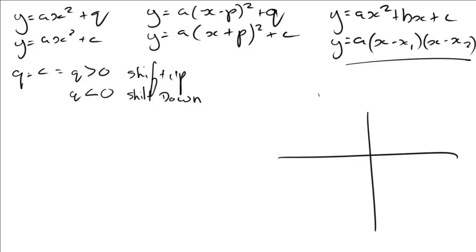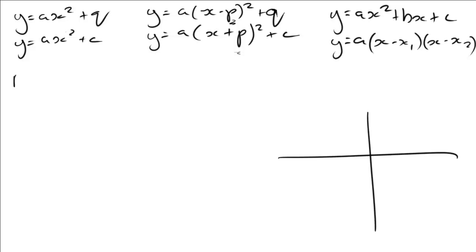So let me explain. If this is the mother graph, y is on 0. If we increase it, making the value positive, the graph will shift up. If the value is negative, the graph will shift down. It doesn't matter if it's a happy face or sad face. If the value of Q or C increases, it shifts up. And if the value of Q or C decreases, it shifts down.